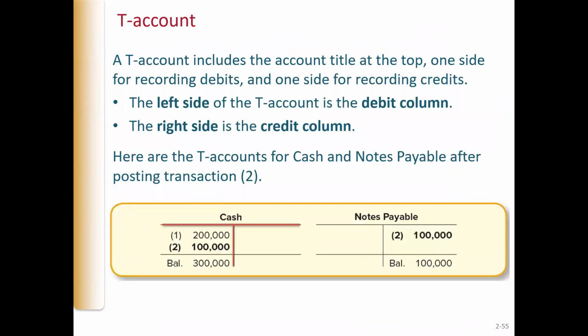A T account includes the account title at the top, one side for recording debits and one side for recording credits. The left side of the T account is the debit column. The right side is the credit column. Here are the T accounts for cash and notes payable after posting the transaction.